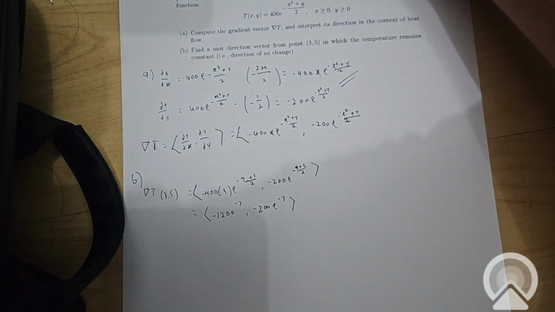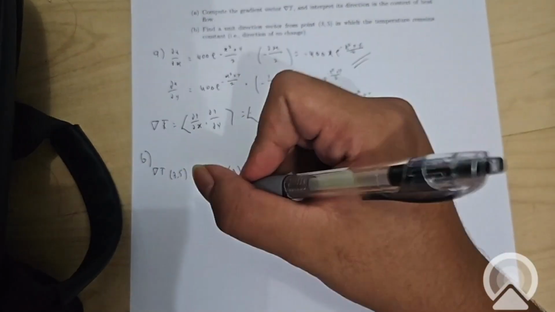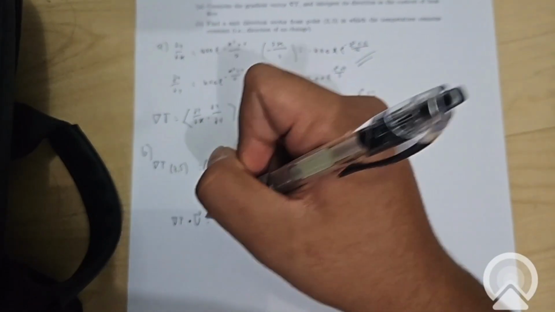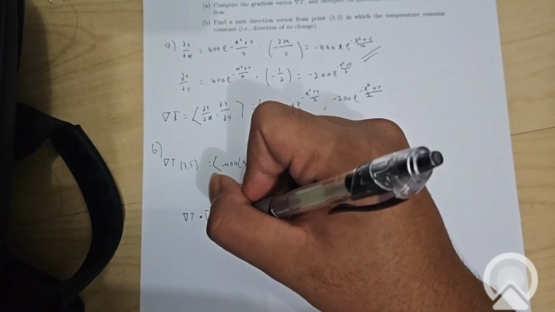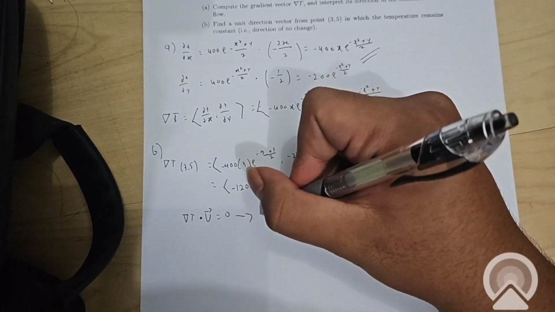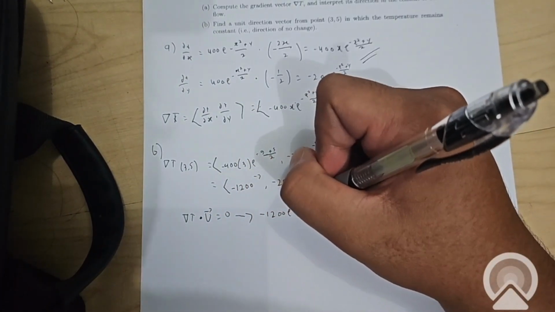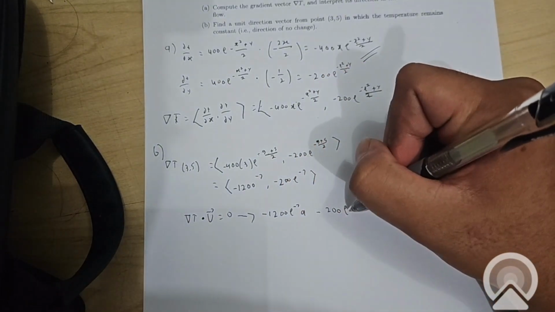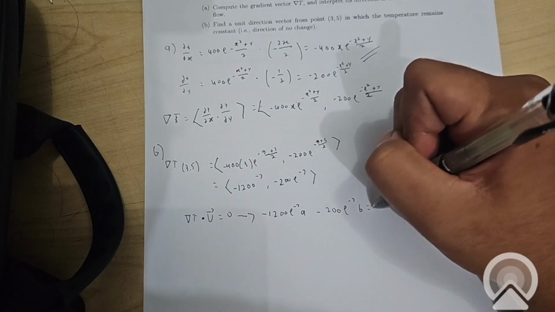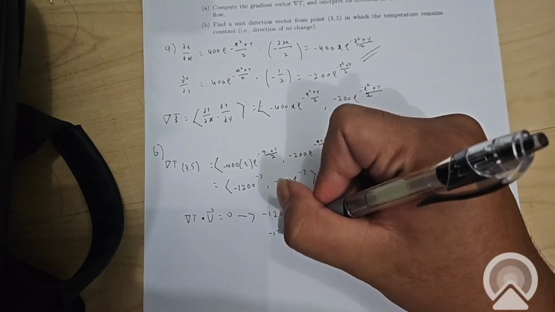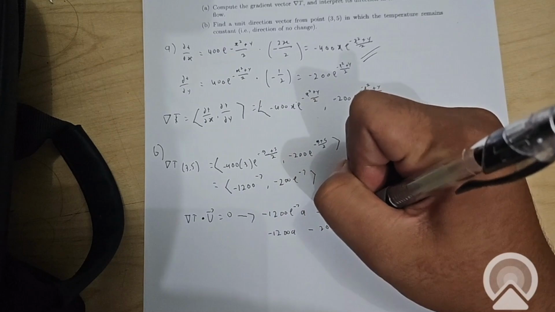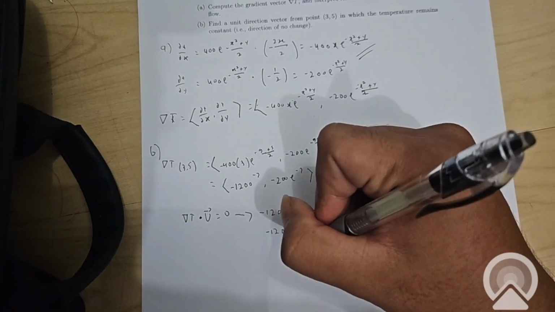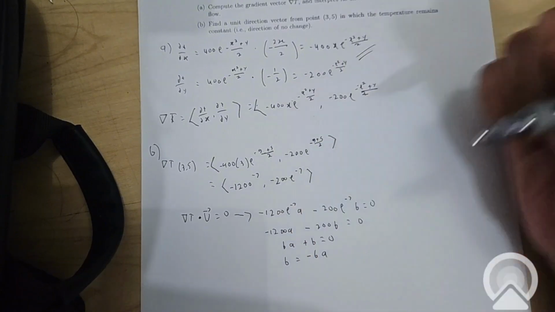And then the condition is the gradient of T dot u is equal to 0. So it will be 1200 e^(-7) a minus 200 e^(-7) b is equal to 0. So minus 1200a minus 200b is equal to 0. 6a plus b is equal to 0. b is equal to minus 6a.